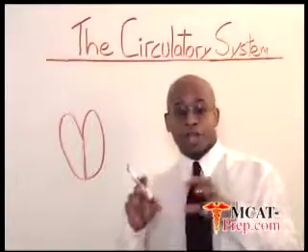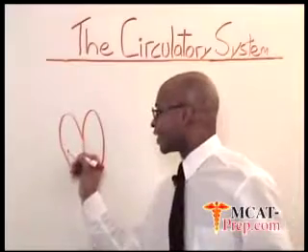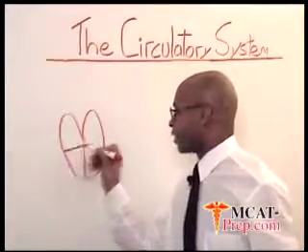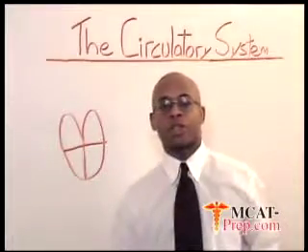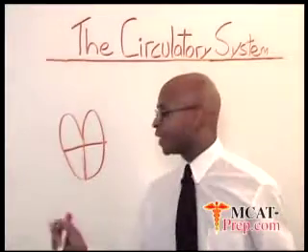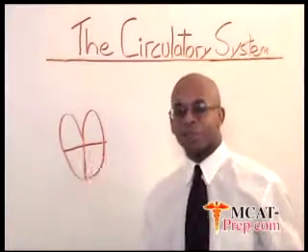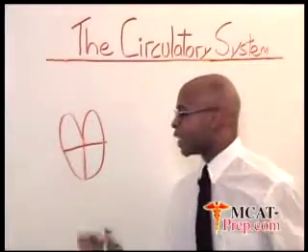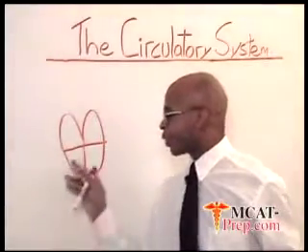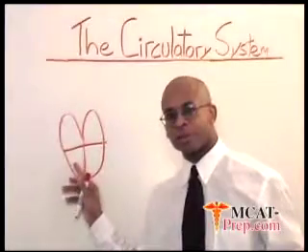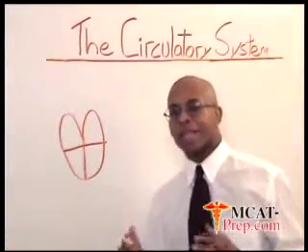Now, there are actually 4 chambers in the heart. So it is again subdivided, and there are the upper parts of the heart, which are called the atria, which means there is an atrium on the right side and an atrium on the left side. The bottom parts are called the ventricles. So there is a right ventricle and there is a left ventricle.